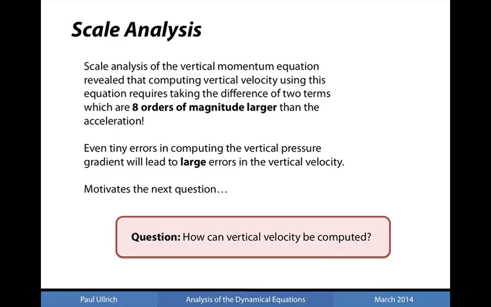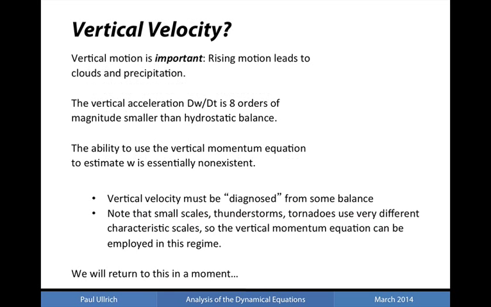Okay, so that motivates the next question. How can vertical velocity be computed? Vertical velocity is incredibly important. It is a key driver for weather systems. If we didn't have vertical velocity, we wouldn't have convection in the atmosphere, and without convection, we couldn't have thunderstorms, storm clouds, or any other mechanism for vertical transport of moisture from the surface to the upper regions of the atmosphere. But since W cannot be estimated from the vertical momentum equations, we cannot use this equation to understand convective storms, for instance.